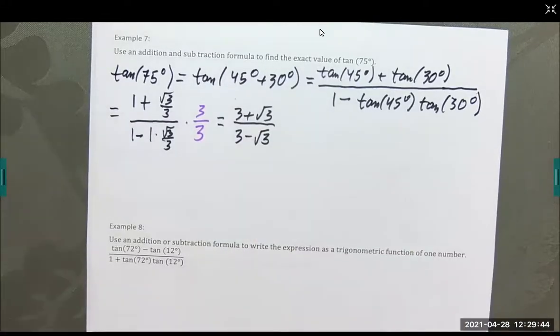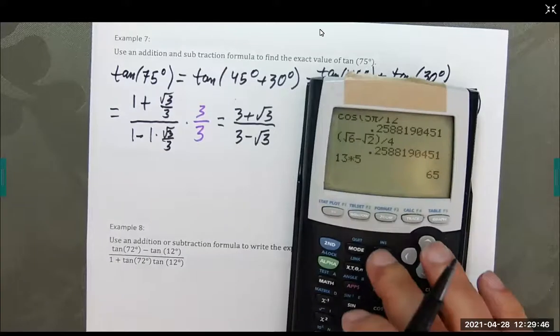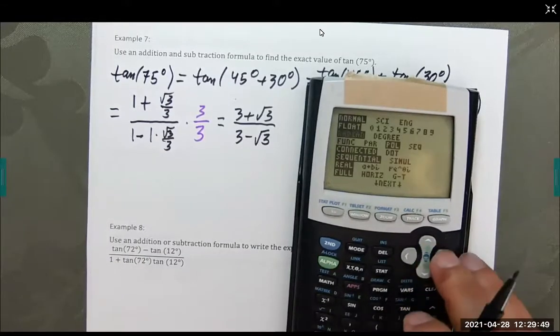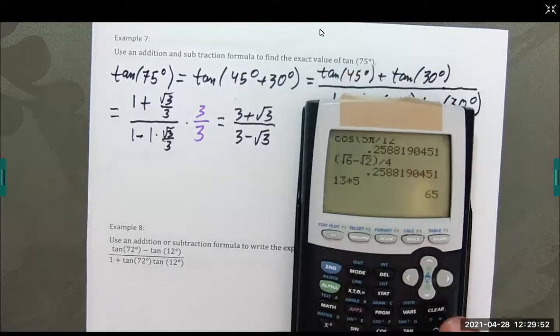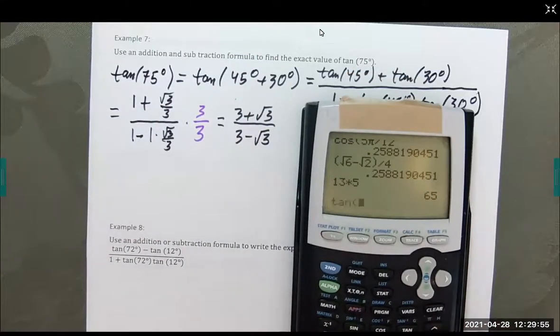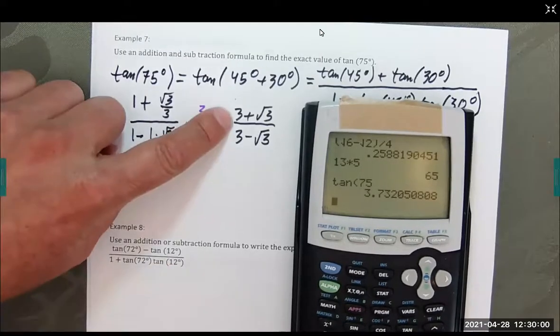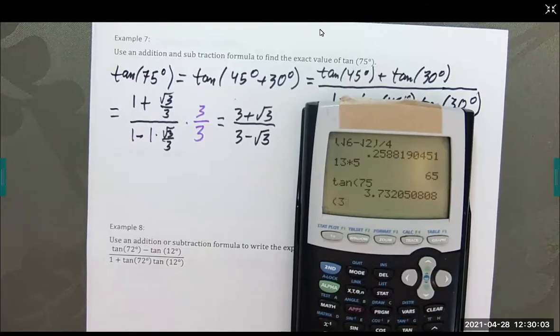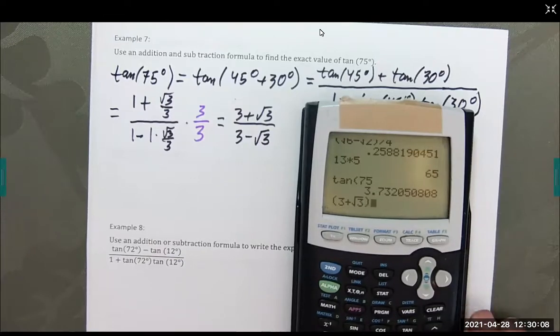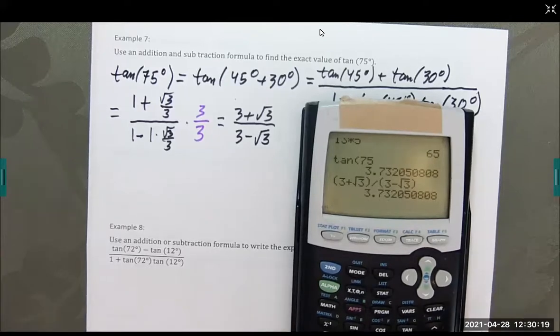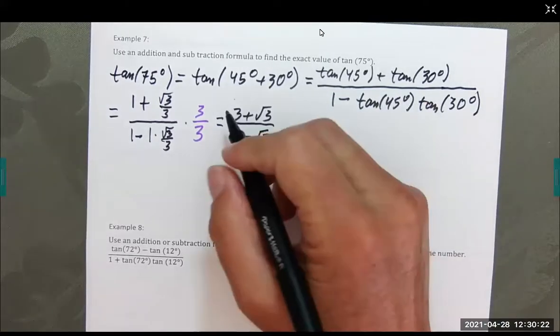And once again, we can verify that. I'm going to be in degree mode. So if I do the tangent of 75 degrees, tangent of 75, I get a funky number. And now I'm going to put this in. I'm going to use parentheses. 3 plus the square root of 3, parenthesis, divided by parenthesis, 3 minus root 3. You can see we get the same number. But ours is exact, which is much better for us mathematicians.